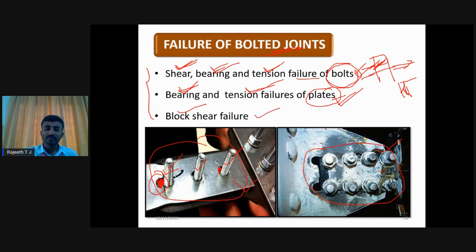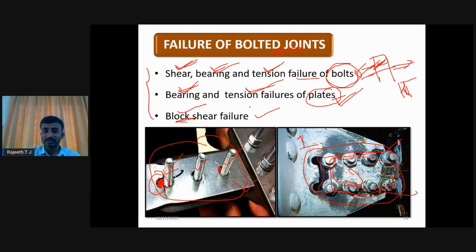If you go for the last one, block shear failure, what will happen? The entire joint is going to break into two pieces. Here, if you observe, the bolts are in place, but the joint is broken into two pieces. This is block number 1, this is block number 2. So these are the different types of failure. Whenever they ask for the strength of a bolted joint, we should calculate all these 5 strengths.